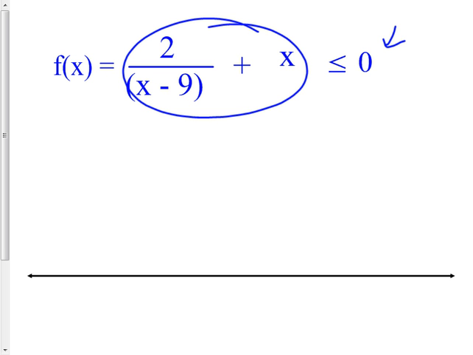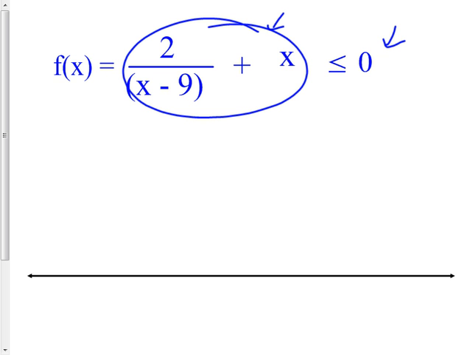If you multiply through by a negative, that's okay. You switch the sign. You multiply by a positive, that's okay. But you can't multiply by x. All right, so how am I going to do this if I can't multiply that by x? I got to add these two together with a common denominator.